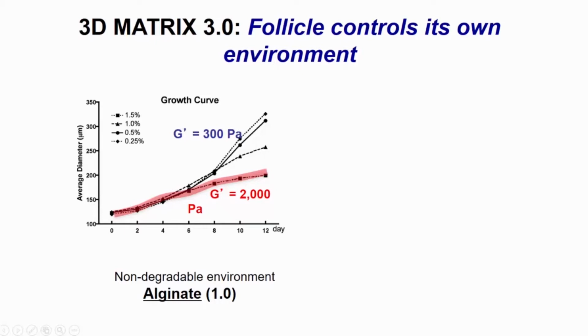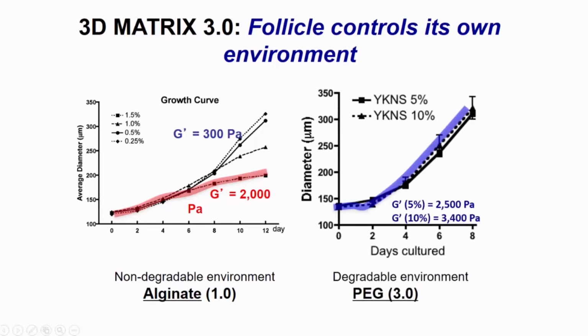So what happens in PEG? In PEG, all the hydrogels that we would encapsulate follicles in would have somewhere between 2,500 and 3,500 pascals, so it's super stiff compared to here, right? But then the follicles would grow nicely, which kind of proves the point that follicles can modulate the environment and break it down. So these are our results with secondary follicles.